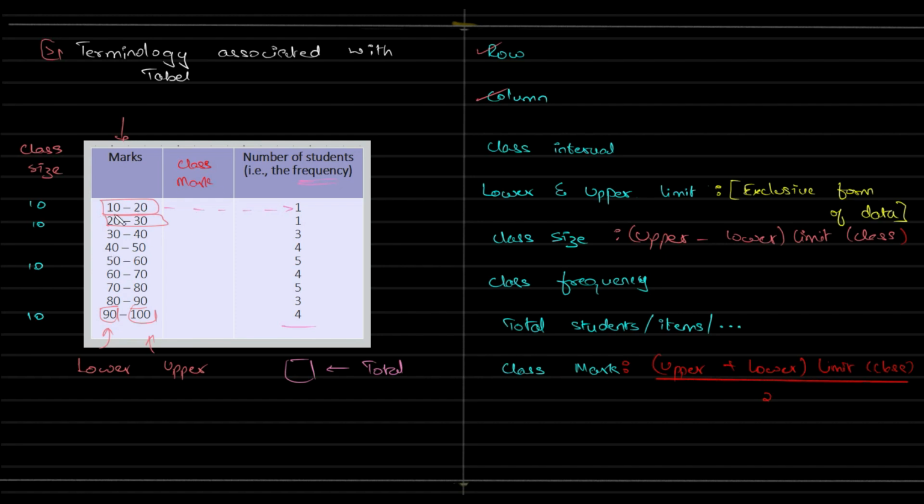So for the first row, it is 15. 20 plus 10 is 30, by 2 is 15. 25. 35. This is 95. That's your class mark. I'll repeat all of it.